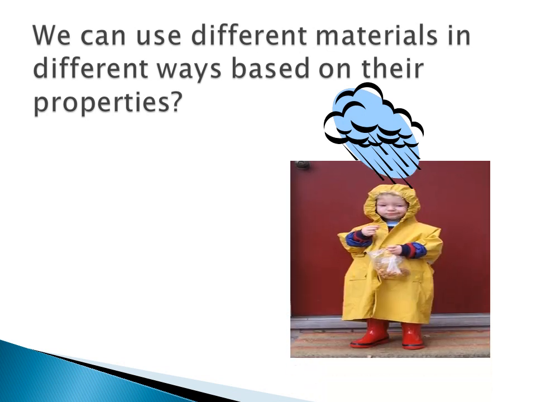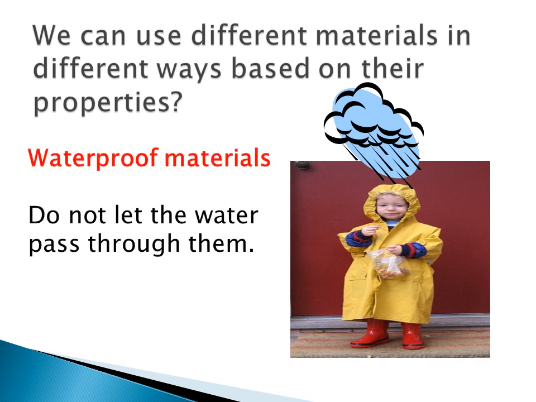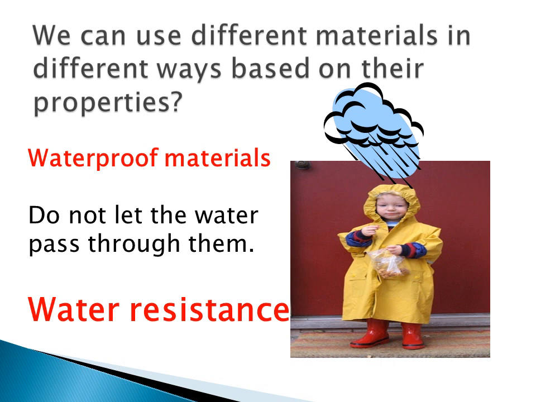It's raining. This boy is also so clever. He's wearing the raincoat and he's also wearing the rain boots. Okay, so because of what? These materials do not let the water pass through them. They are called waterproof materials. Okay, and we can also say they are called water resistant. Water resistant. They do not let the water pass through them.